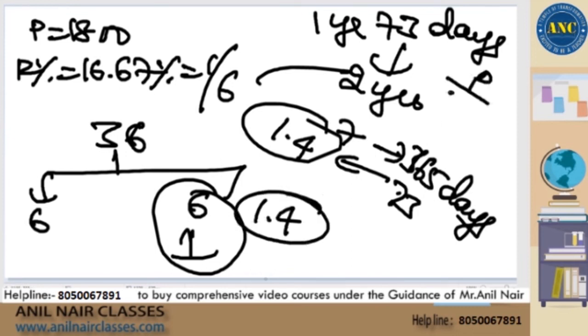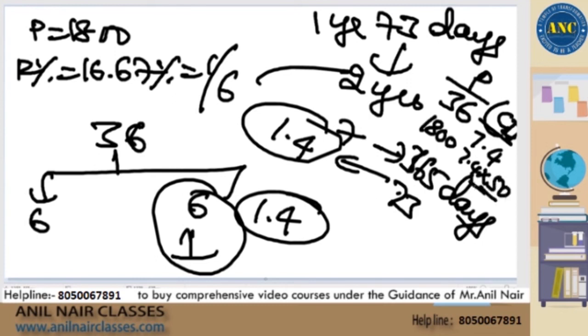If the principal is 36, the compound interest ratio for 2 years is 6 plus 1.4, 7.4. But according to the question, it is 1800, so 7.4 into 50. Remaining, all the models we cleared.